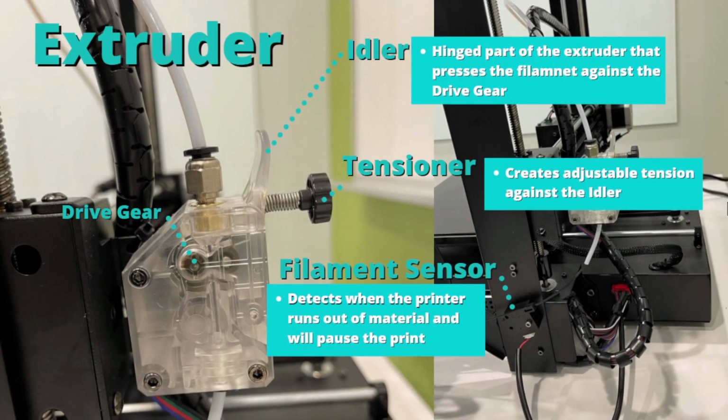The extruder has an idler, which is a hinged part that presses the filament against the drive gear. The drive gear would be the part attached to the motor inside the extruder that drives the filament forward. The tensioner creates adjustable tension against the idler. You want it set just right so that it doesn't grind the filament, but also it drives it through consistently and reliably. And this printer has a filament sensor which will pause the print when it runs out of filament and let you change to a new spool.